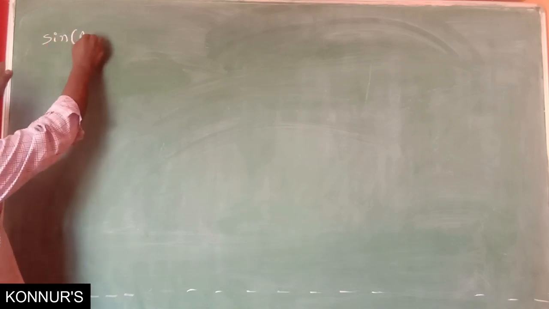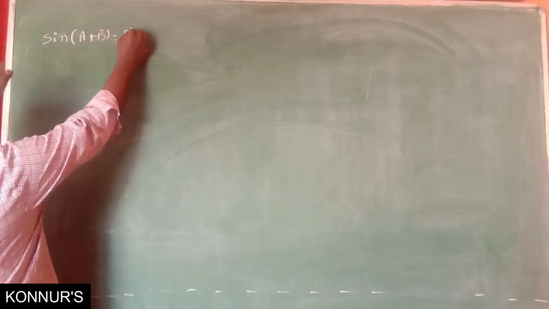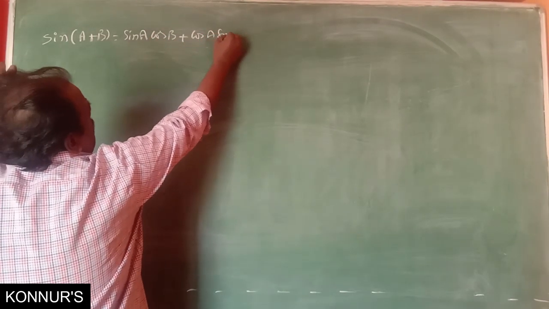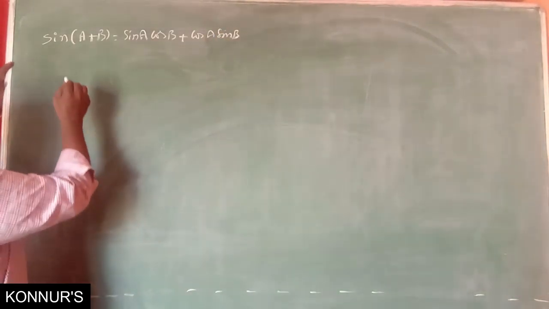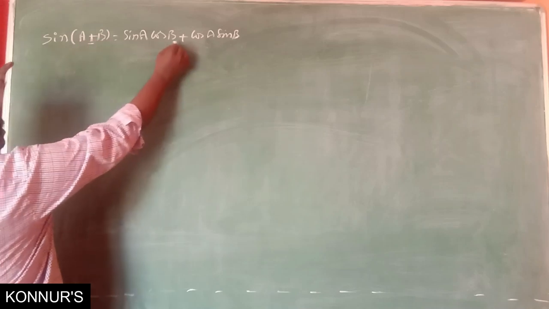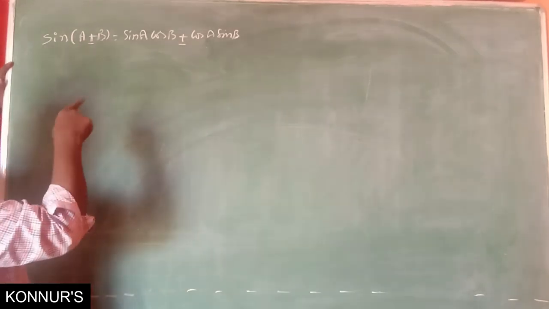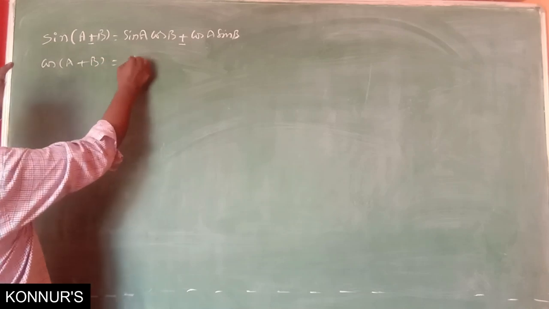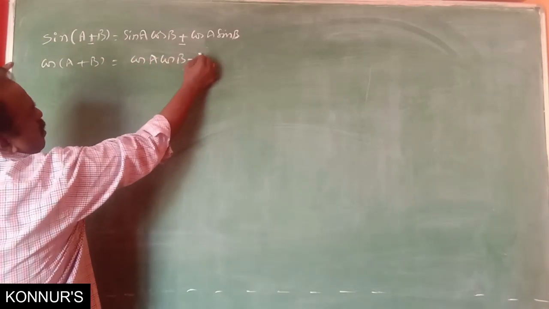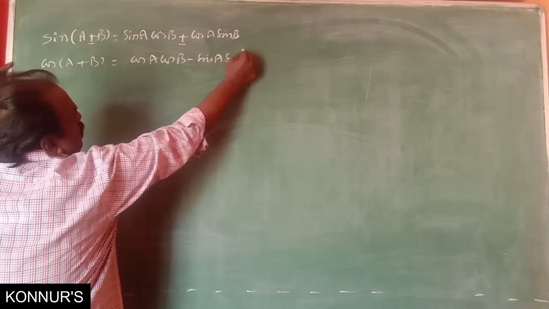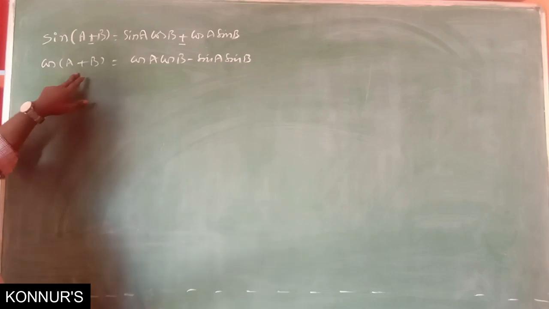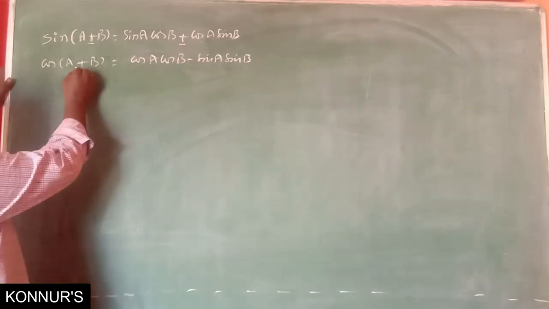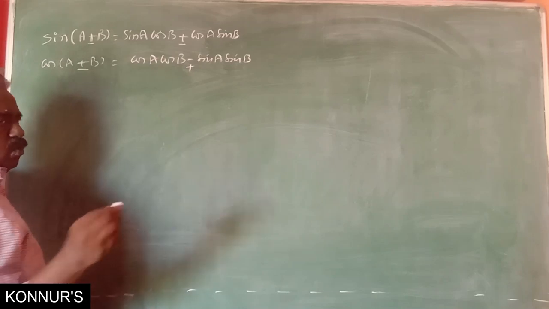Sine of A plus B is sine A cos B plus cos A sine B. If plus is there, it is plus. If minus is there, it is minus. In one formula, we are discussing two formulas in one. Similarly, cos of A plus B is cos A cos B minus sine A sine B. If minus is there, A minus B, it is plus. We know it well.